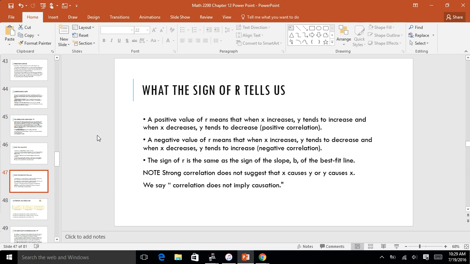Okay, a strong correlation does not suggest that X causes Y or Y causes X. We say correlation doesn't imply causation. You're just seeing if there is something going on between the two. You're not saying that one causes the other. You're just trying to see if there's a relationship.